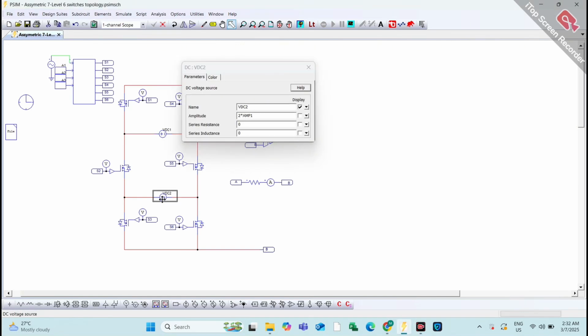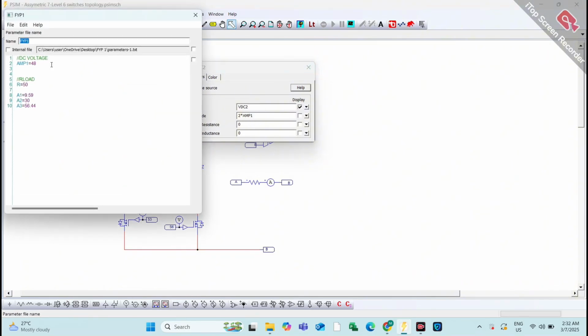First, here is the 7-level reduced multi-level inverter circuit that I built in PSIM. I use two asymmetric DC source, which is 48 volt and 96 volt, connected across 6 MOSFET switches, and a resistive load of 50 ohm.